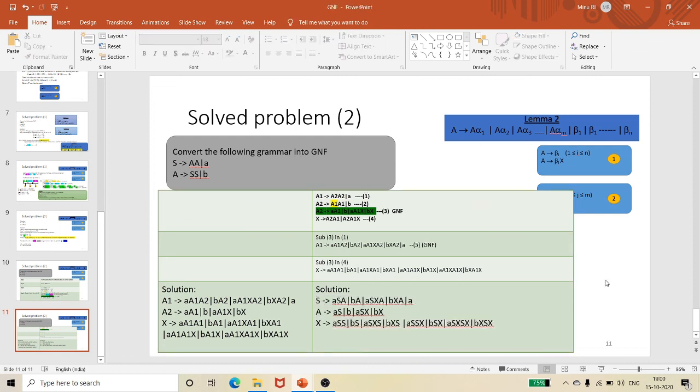So here you can see that I had used both the lemmas, lemma 1 and lemma 2. Even without that also, we are able to find an answer and we can do it. I hope you can understand.